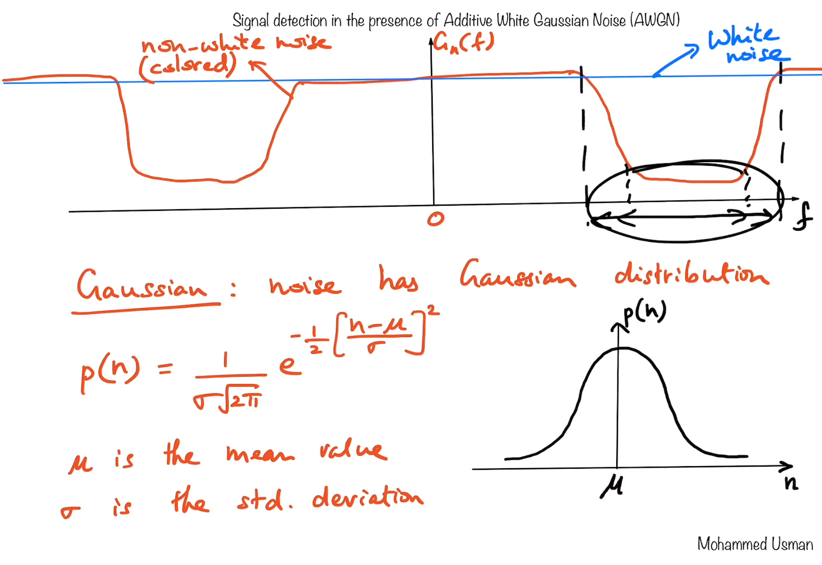Now what is the standard deviation? The standard deviation sigma denotes the spread of the values from the mean value. If the standard deviation is small, then this bell-shaped curve will be very narrow. If the standard deviation is high, then the bell-shaped curve will be much wider. So let me draw some values. Let's say that's some standard deviation sigma.